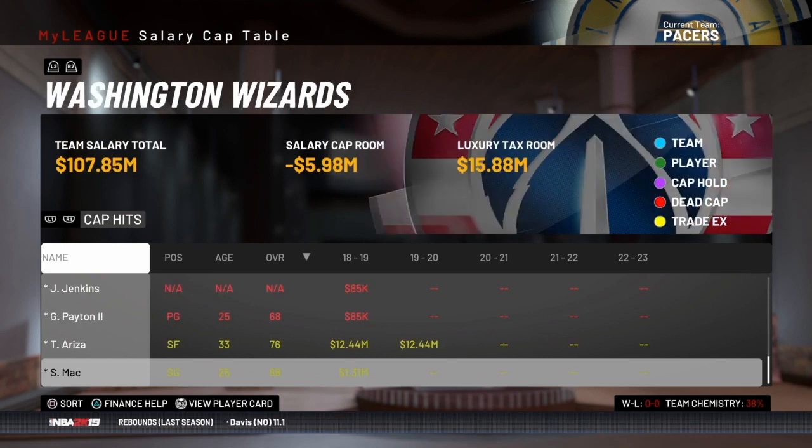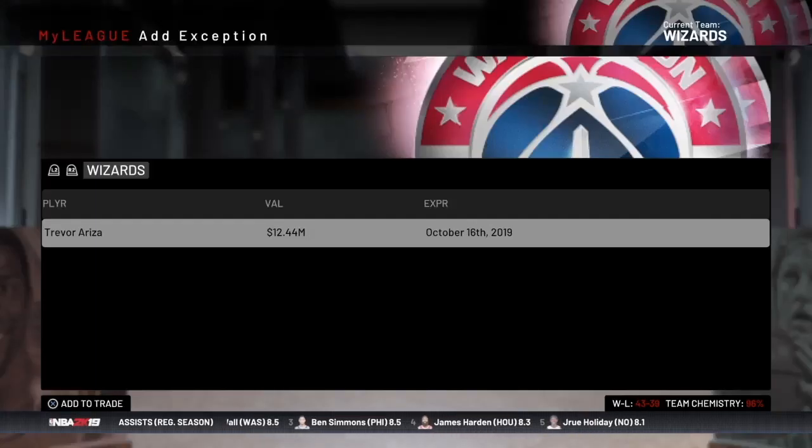And here it is. When we look at the Wizards salary cap table, you can see the trade exception for Trevor Ariza for $12.44 million. And so then they could use that trade exception if they wanted to do something similar to what we did when we traded Sabonis to the Wizards. Trade exceptions expire a year after they're created.